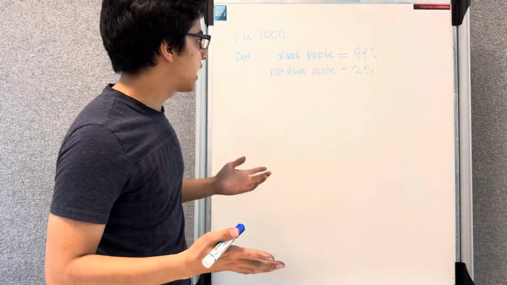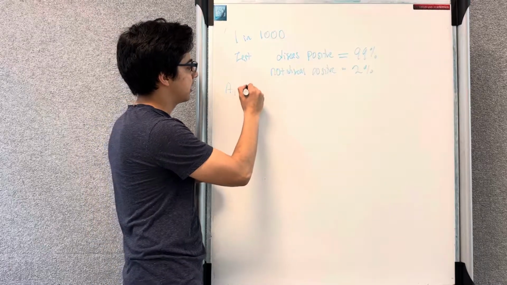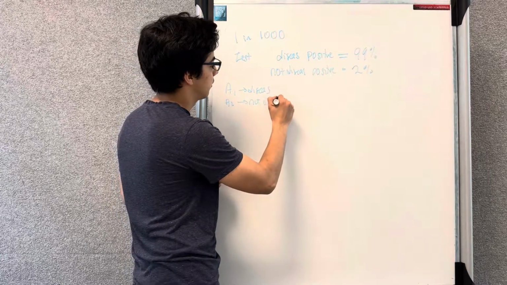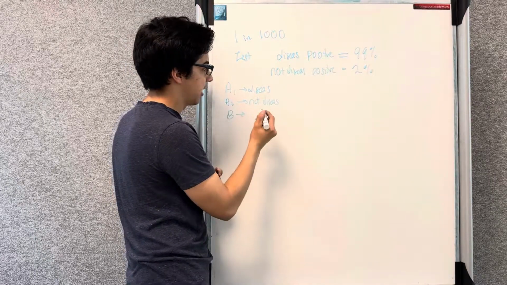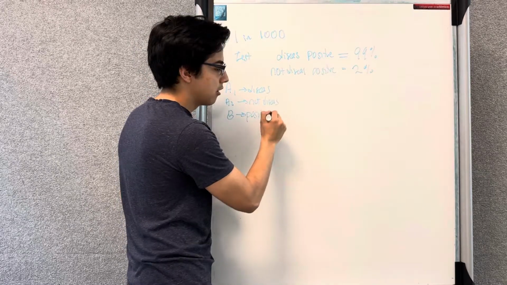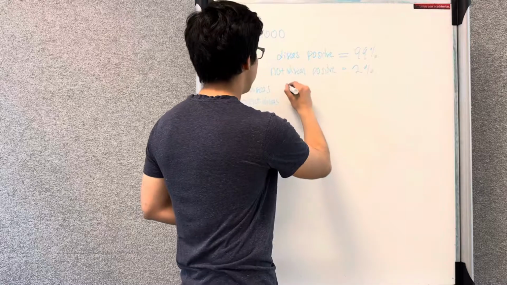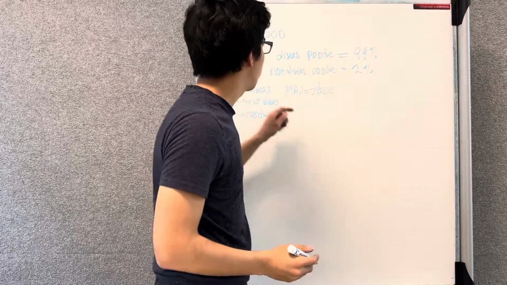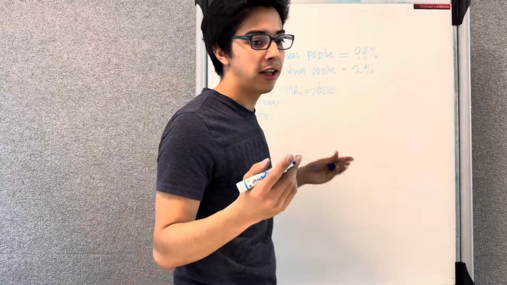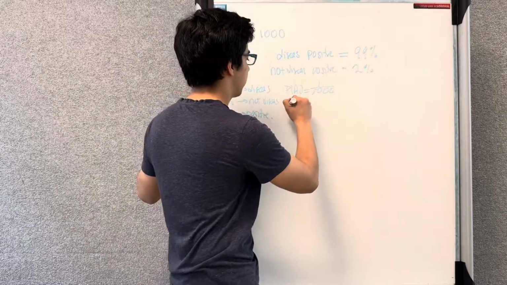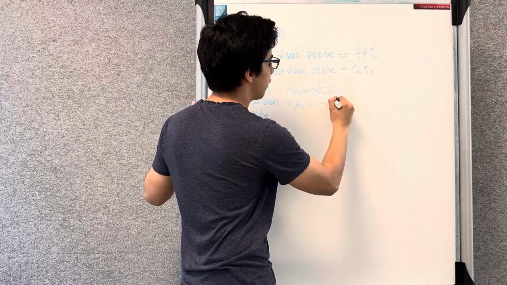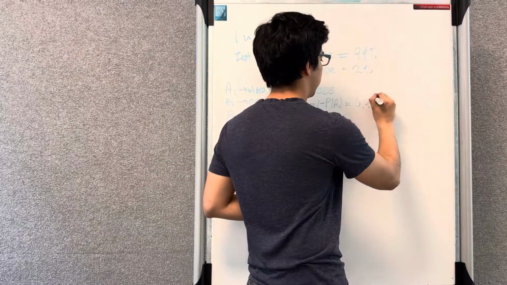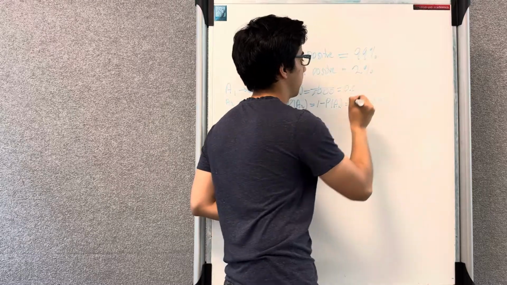Now, let's give names to the events. A1 means disease, that is, you have it. A2 means not disease. And B means the positive test. So the probability of having the disease is 1 over 1,000, because only one person in 1,000 has it. Now the probability of A2 in that case is 1 minus the probability of A1, which will be 0.999, and A1 will be 0.001.